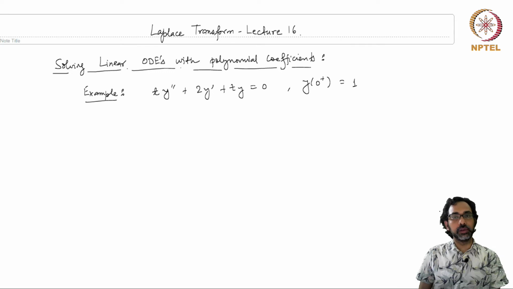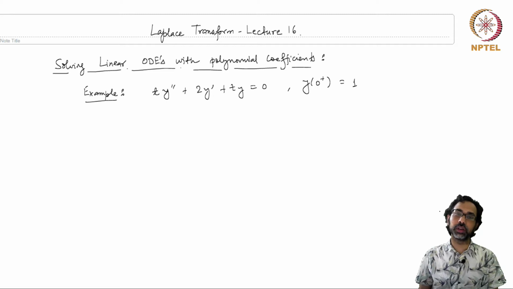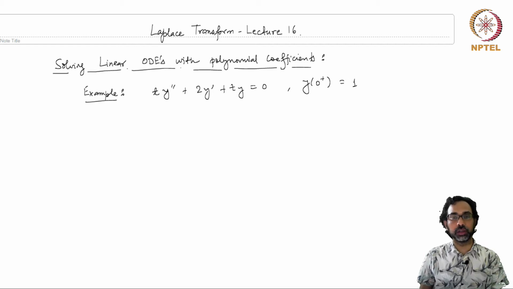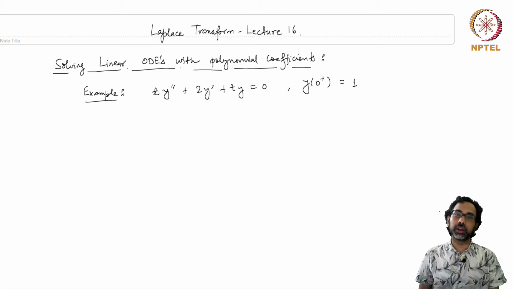In this lecture, we will begin with the application of Laplace transforms to solve linear ordinary differential equations with polynomial coefficients. Until now we have seen how to solve linear ordinary differential equations with constant coefficients, whether it is an initial value problem or a boundary value problem. We have solved both kinds of equations, and now we will look at linear ODEs with polynomial coefficients.